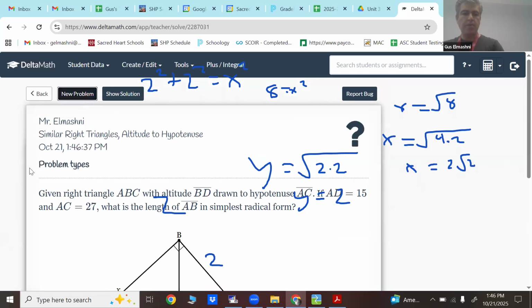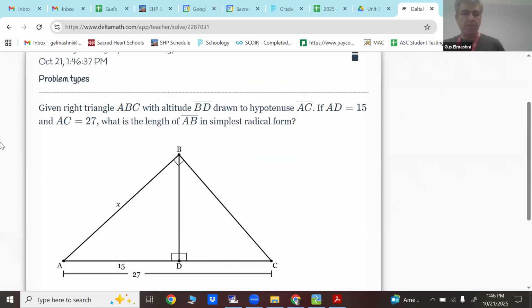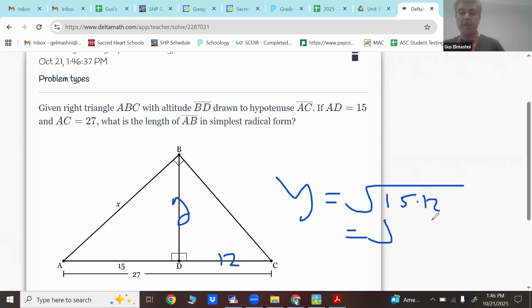Let's try another one here. That's 12. And that's y. So you do the same thing again, right? y equals square root of 15 times 12. Use a calculator. That'd be 180. 36 and 5 is a pair. That's 6 root 5. Silence your laptop, please. Thank you. So that's 6 root 5.